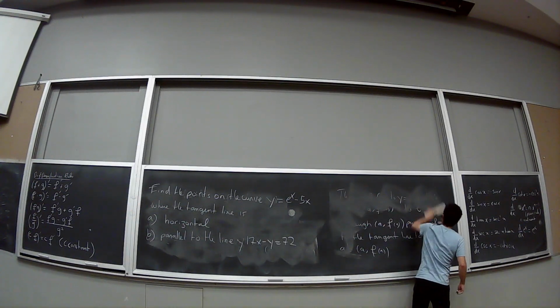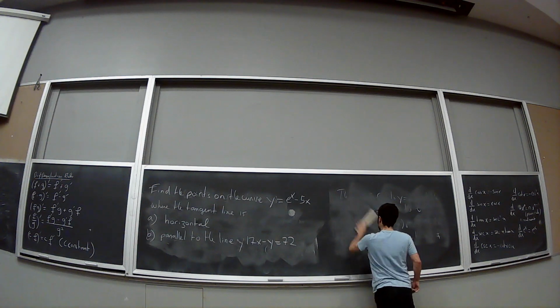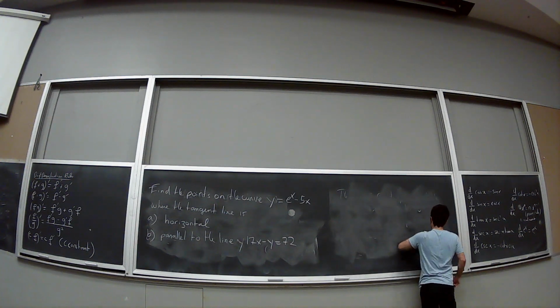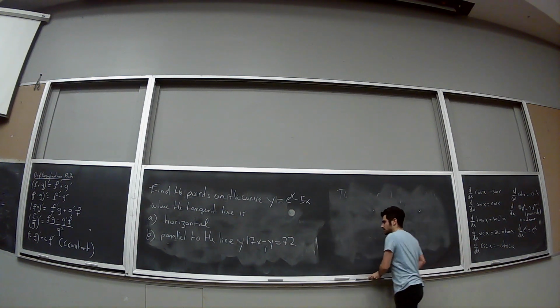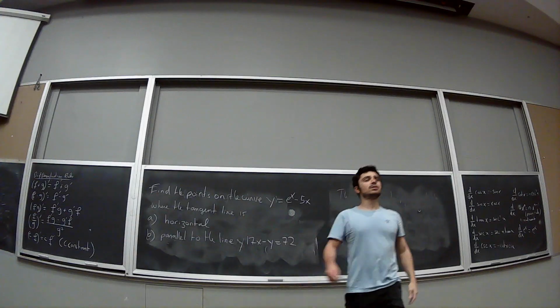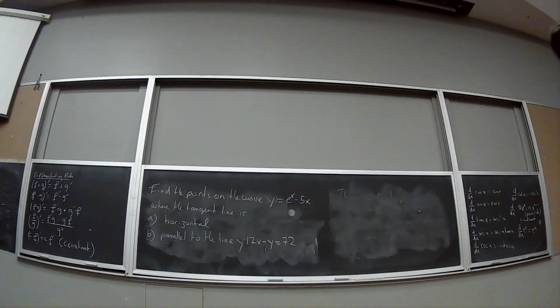Okay, so I have a curve, y equals e^x minus 5x, and I'm looking for the points where the tangent line is horizontal. Now, horizontal, what does it mean? What can I say about the slope of the tangent line if it's horizontal? Zero, right?